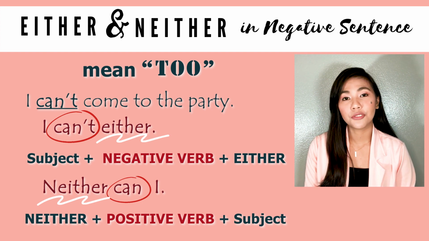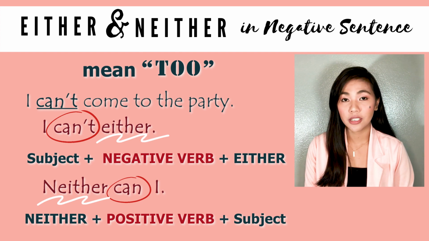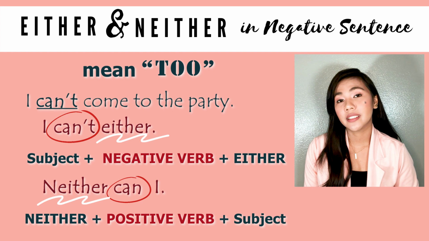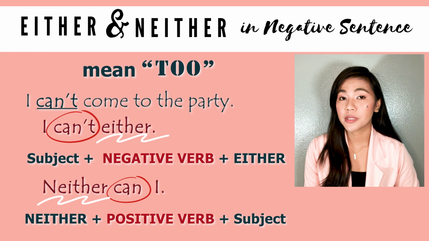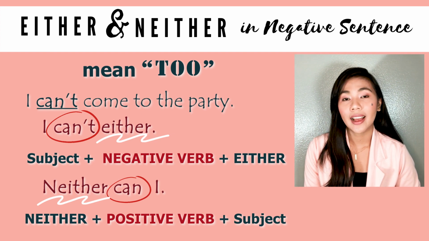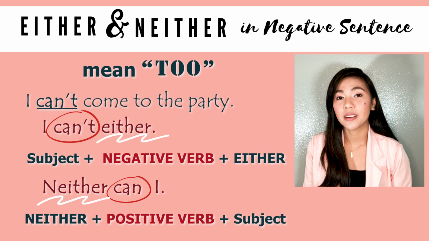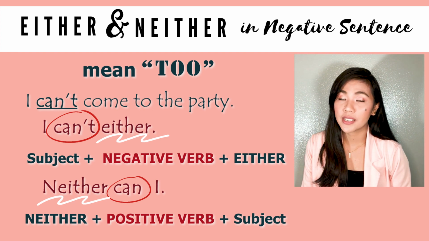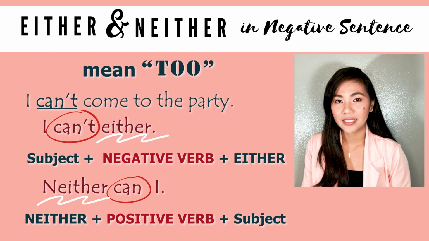So that means the verb without not. So we say neither can I. Can is a positive verb. So remember, either is for positive, and we need the negative verb to make a negative sentence. And either always comes last in a sentence. I can't either. While neither is already negative, so we will just add a positive verb. And always remember that neither comes first in a sentence. Repeat after me. Neither can I.